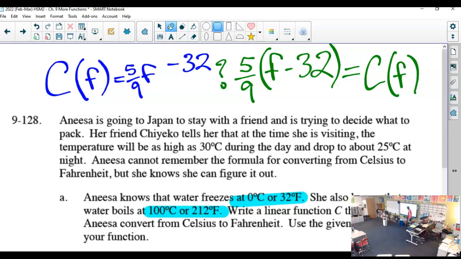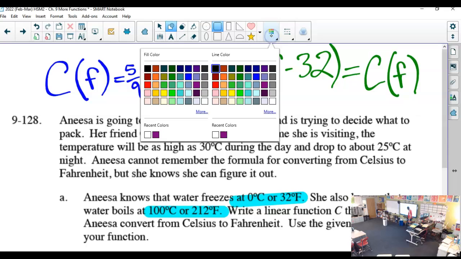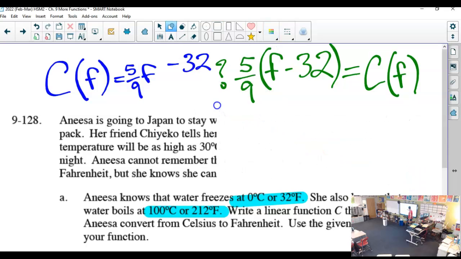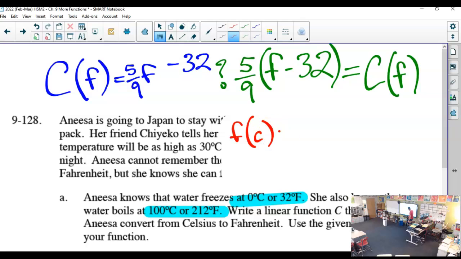Okay, well, if that is C when given F, let's find the F when given C. Oh no. It would be the inverse, right? So this is 9/5 C plus 32. Right?